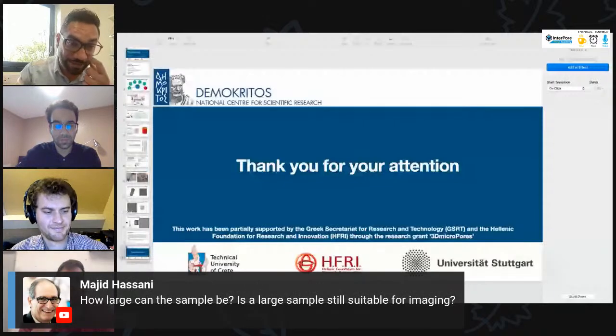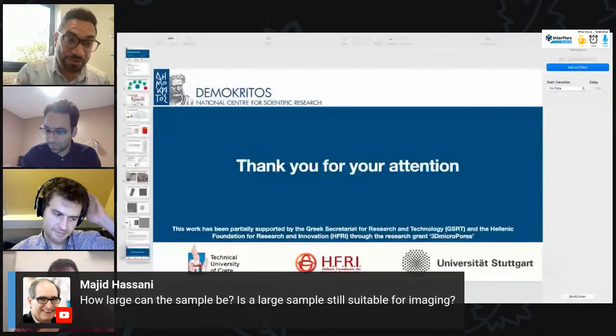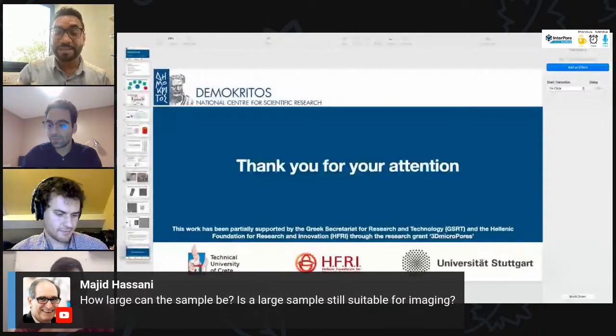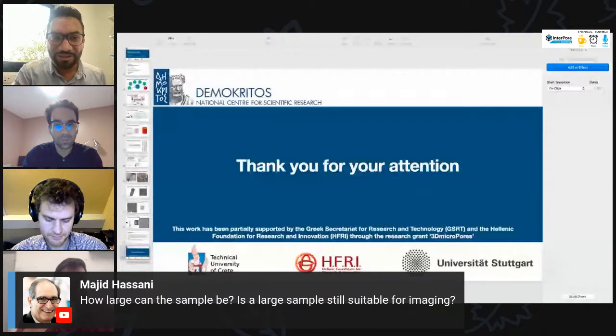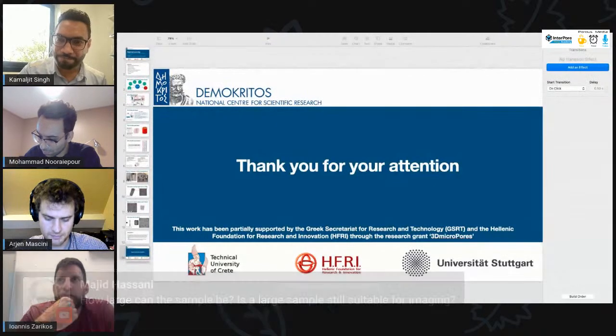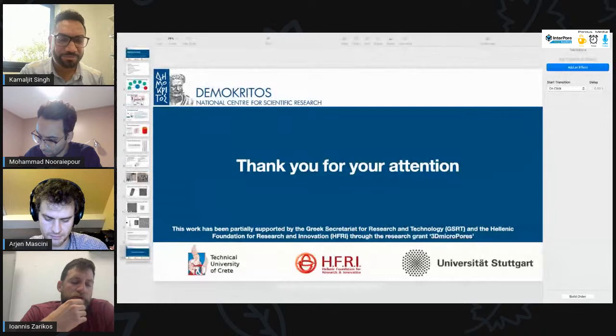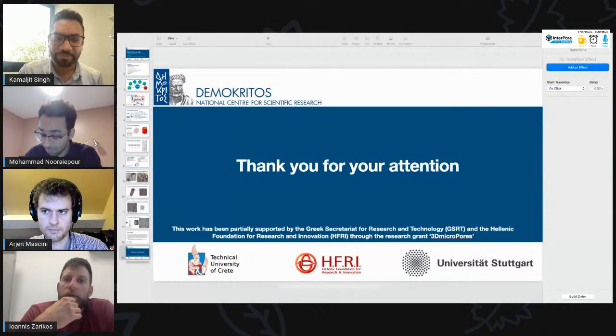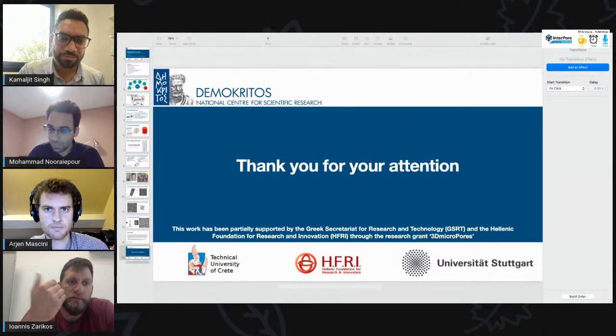The question actually came from Majid. What he was asking is how large can the sample be, and is it still suitable for imaging? Yes. So I think it comes down to the CT scanner that we are going to use. Actually, we can go larger. Usually that's a limitation of the printer.